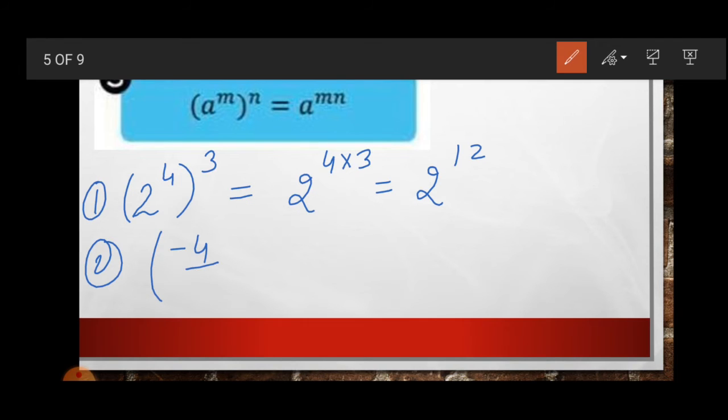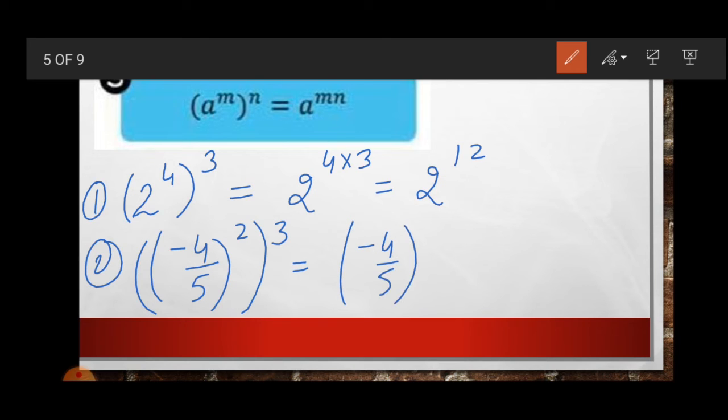Minus 4/5 raised to the power 2, raised to the power 3, is equal to minus 4/5 raised to the power 2 into 3, which is minus 4/5 raised to the power 6.